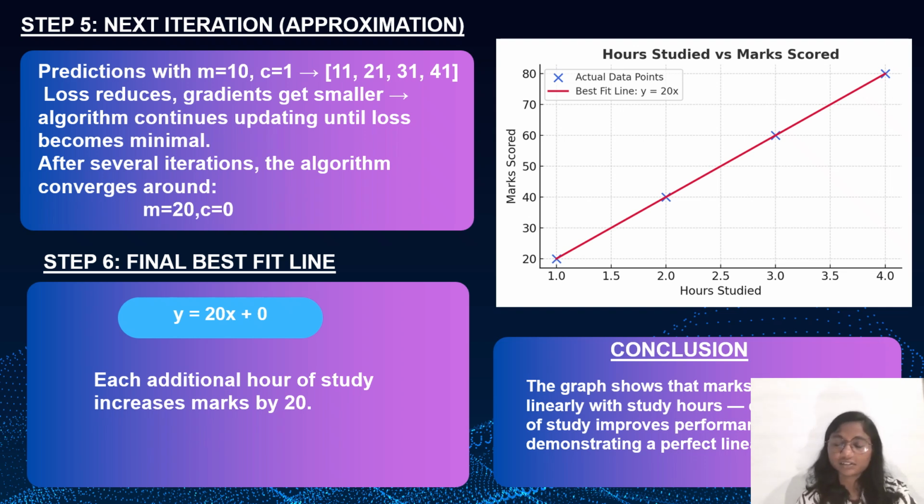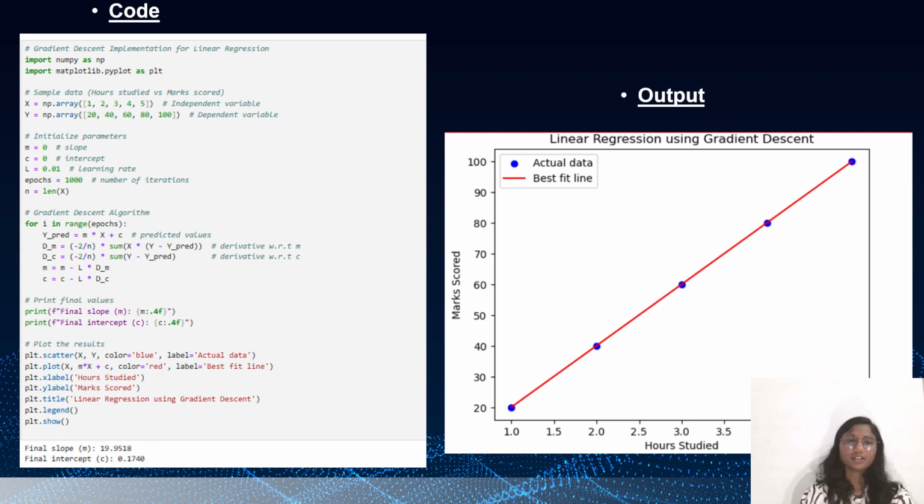That is demonstrating this perfect best fit line from the graph. So this is the code of gradient descent: gradient descent implementation for linear regression. So this is the code and the output of the code is mentioned here. This is linear regression using gradient descent, study hours versus mark score, and the best fit line that tries to pass through all the points.